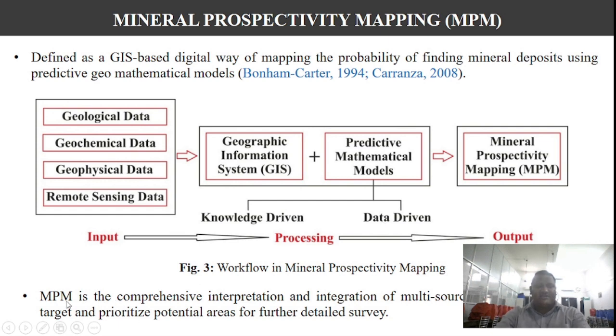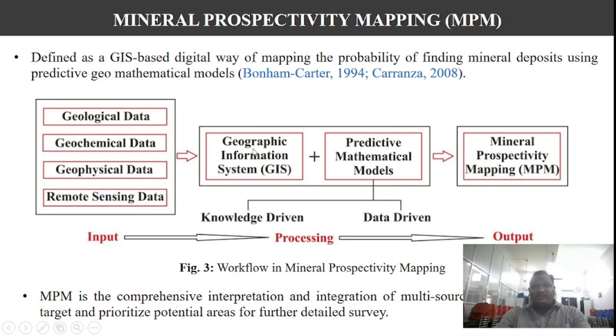So the mineral prospectivity mapping is the comprehensive interpretation. Why is it called comprehensive? Because it includes all sorts of geoscience data relevant to mineralization, and integration of multi-source geoscience data sets to target and prioritize. The main goal is to prioritize potential areas for further detailed survey.